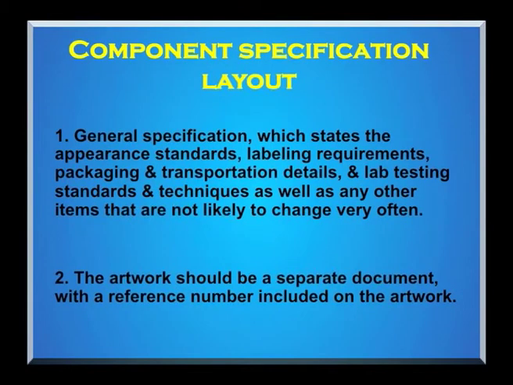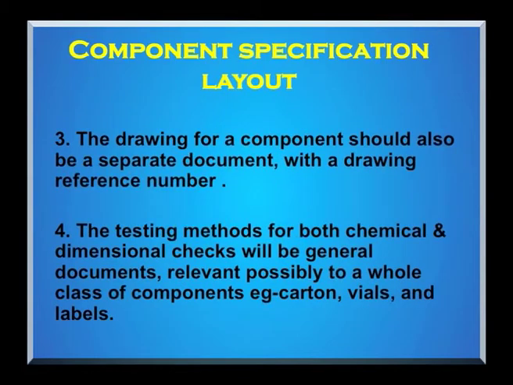First one is general specification, which states the appearance standards, labeling requirements, packaging and transportation details, and lab testing standards and techniques, as well as any other items that are not likely to change very often. Second one is the artwork should be a separate document with a reference number included on the artwork. Third one, the drawing for a component should also be a separate document with a drawing reference number. Fourth one, the testing methods for both chemical and dimensional checks will be general documents relevant possibly to a whole class of components, example carton, vials and labels.